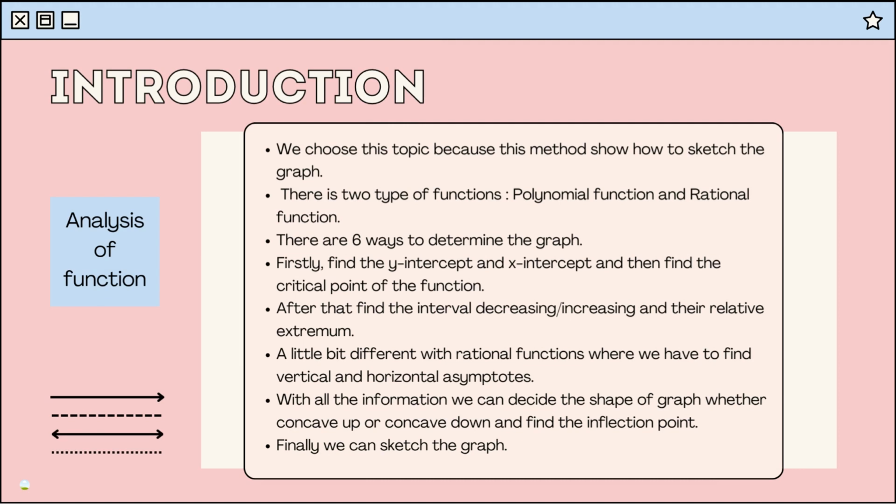Introduction. We chose this topic because this method shows how to sketch a graph. There are two types of function, which are polynomial function and rational function. There are 6 ways to determine the graph.